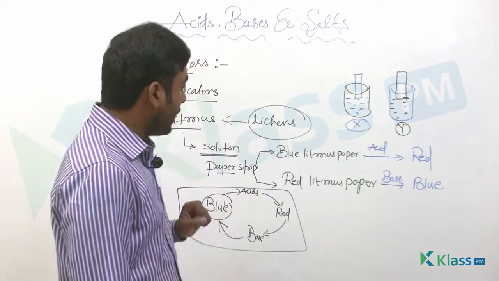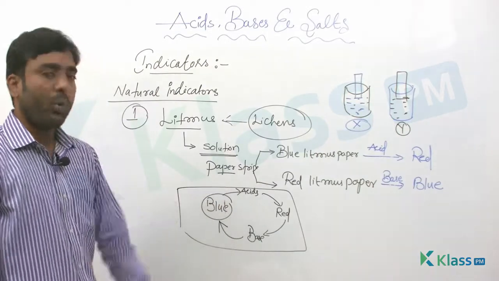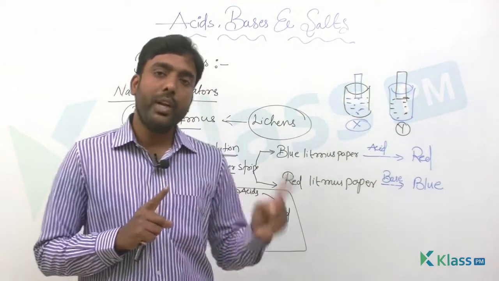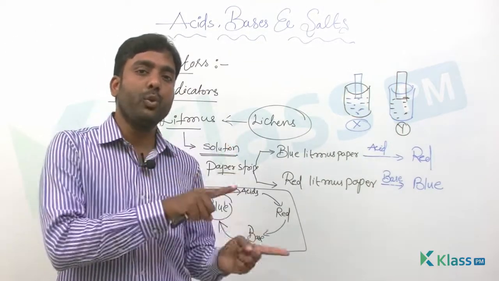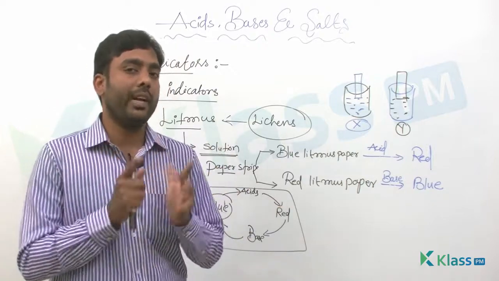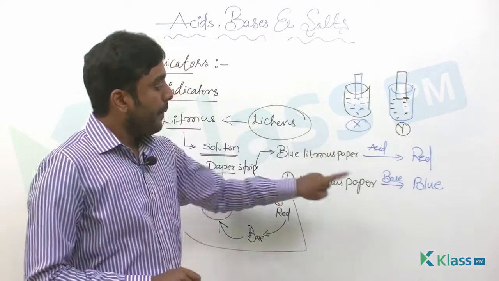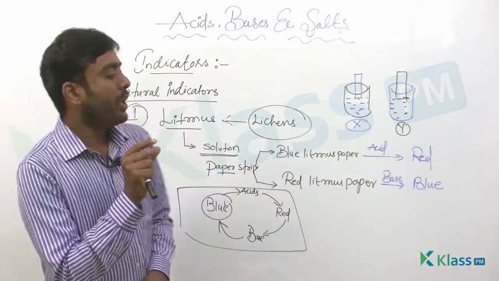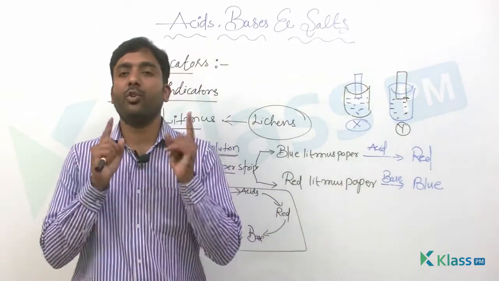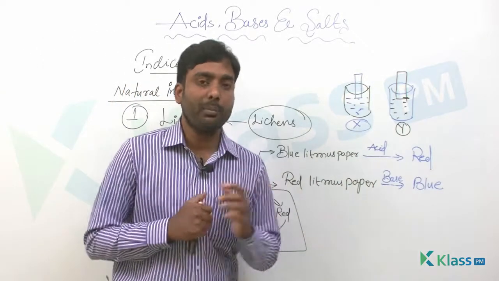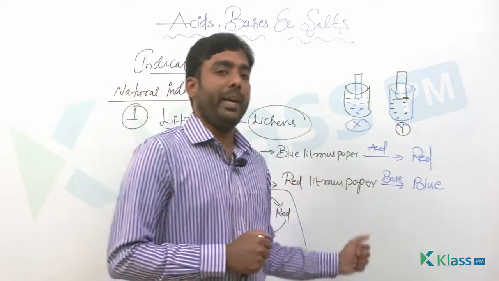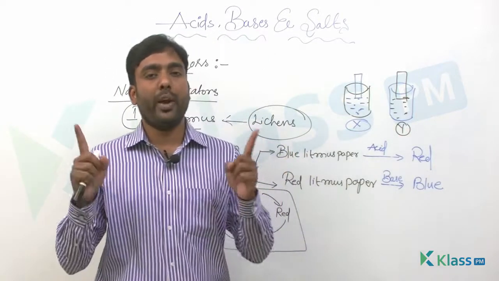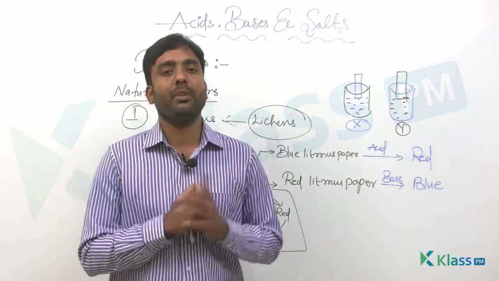And if I put the red litmus paper in the acid, what happens? No change in the color. Only the acid will change blue to red, but no change in the red litmus paper. The same way, base also: if I take a blue litmus paper and put it in the base, there is no change in the color of blue litmus paper, because it is a base. Base does not show any change for the blue litmus paper.